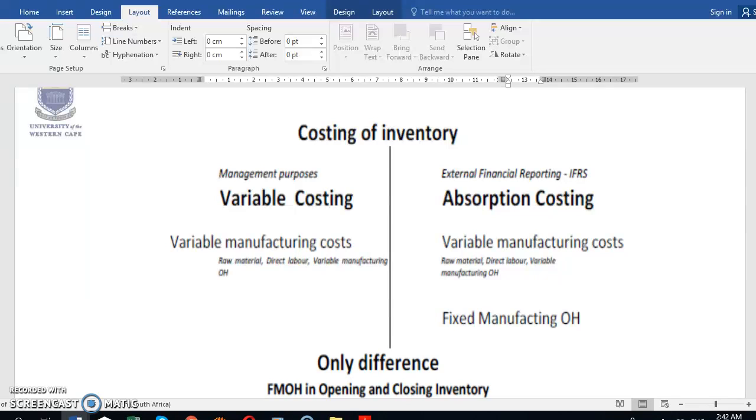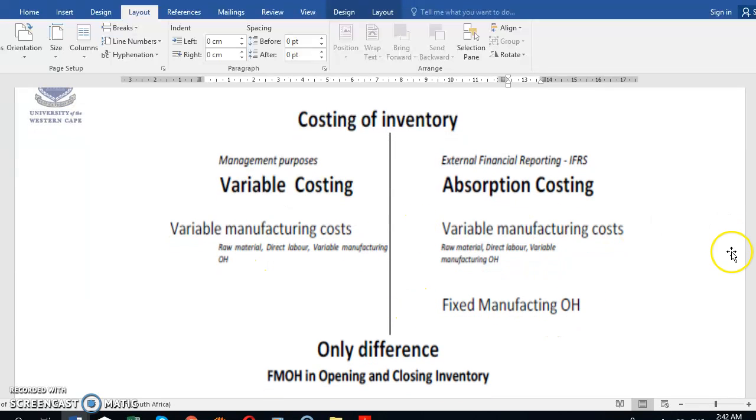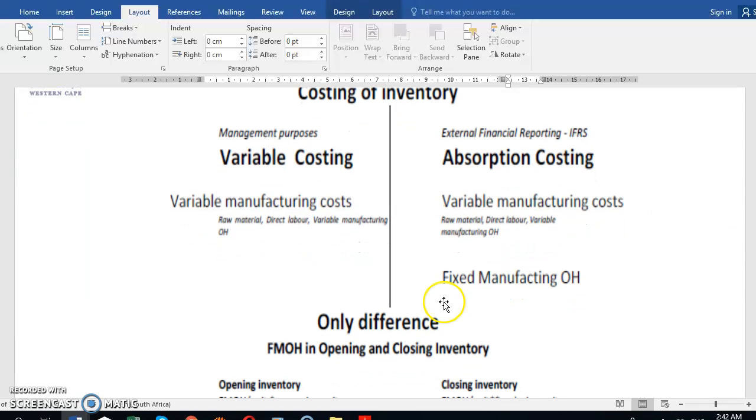So the real key difference between the two methods is that there is fixed manufacturing overheads in opening and closing inventory. That's really the key difference. Both have variable costs and both actually have fixed manufacturing overheads.